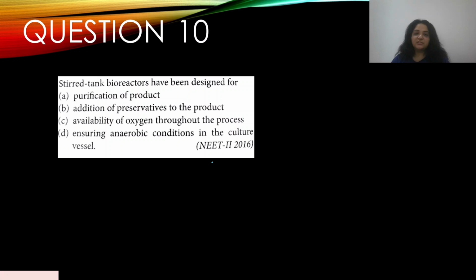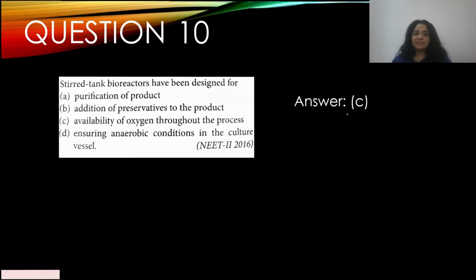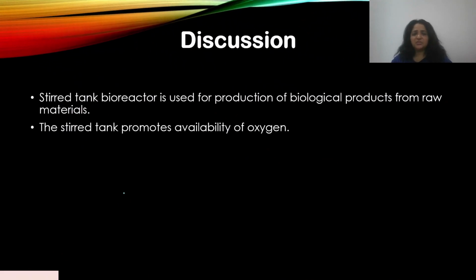Stirred tank bioreactors have been designed for, this appeared in NEET 2016: A, purification of product. B, addition of preservatives to the product. C, availability of oxygen throughout the process. D, ensuring anaerobic conditions in the culture vessel. So stirred tank bioreactors have been designed for C, availability of oxygen throughout the process. The answer is C. Remember I showed you the diagram of that particular bioreactor.